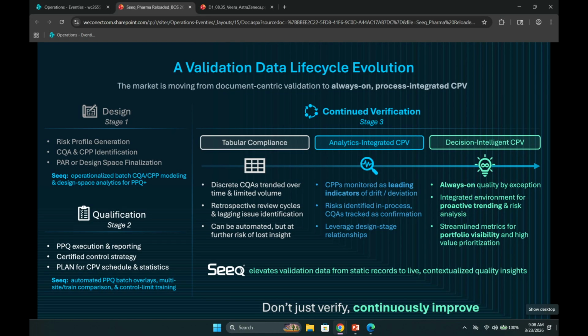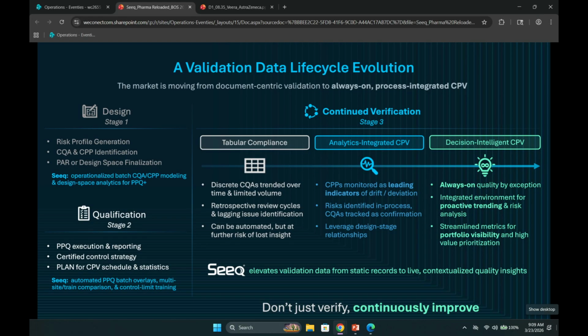So now let's dig into CPV. At Seeq, we have a vision empowered by innovators in the space, all of you folks, that showing continued compliance should be an always-on process integrated approach that really leverages all of your years of design, development, all the way through qualification stage data. I myself, in my history, have worked in the tabular compliance realm. We work for years aggregating data, developing data packages, performing risk assessments. We get all the way to validation, which is an amazing feat for anyone that's been through that whole process.